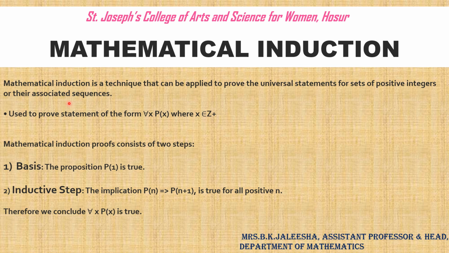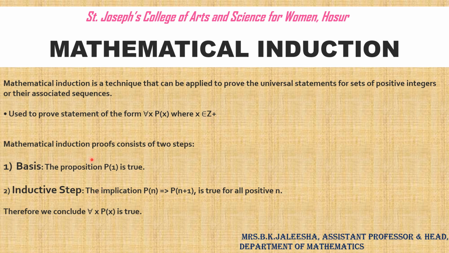In that sequence, if an equation or a property is said to hold for all the elements, how is it going to be proved? The process of proving that property for the whole set is called mathematical induction. It is used to prove statements of the form for all x, P of x, where x is taken from the positive integer set.